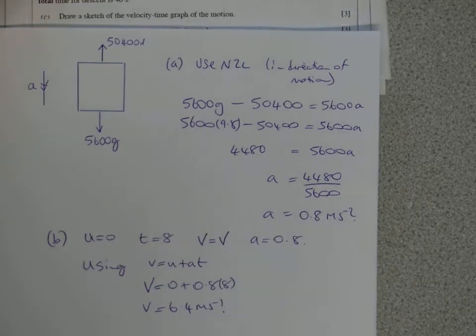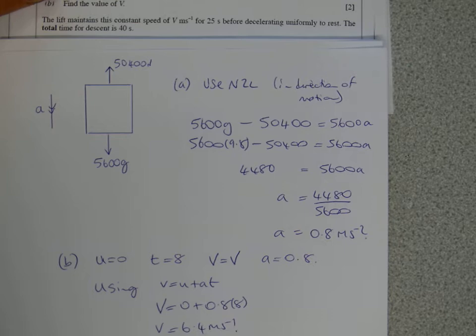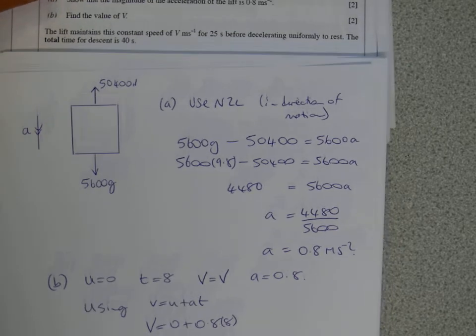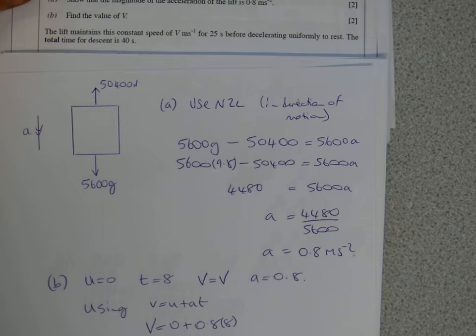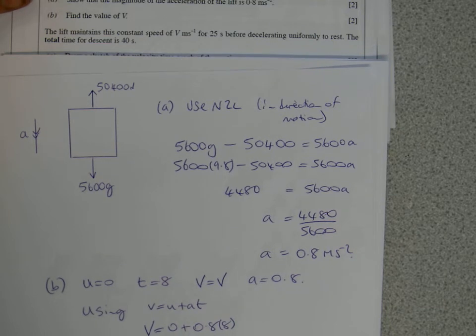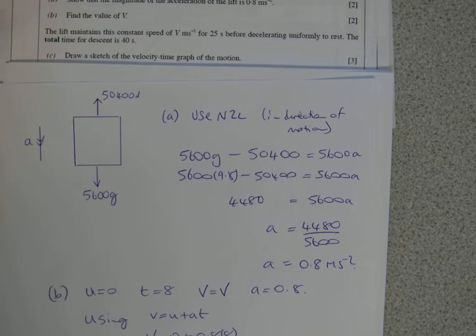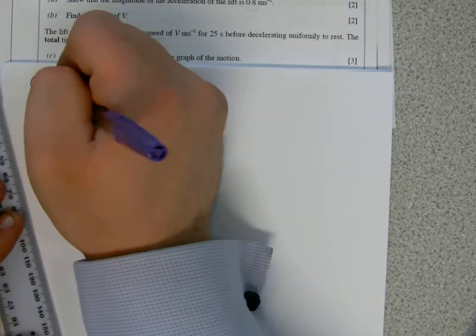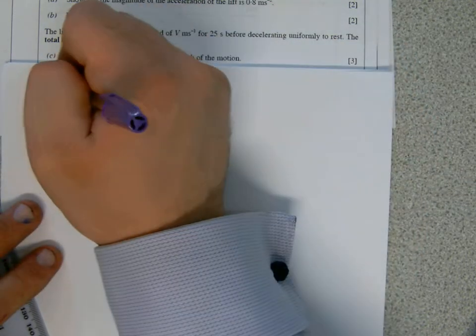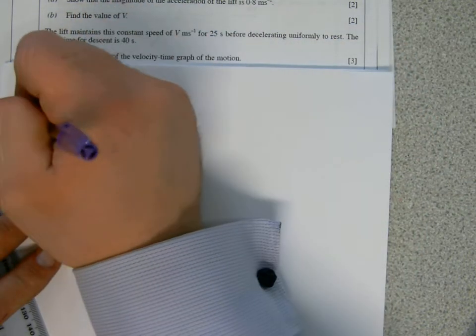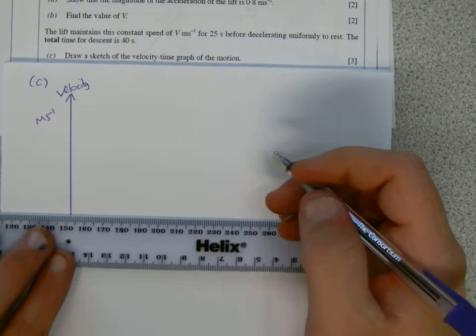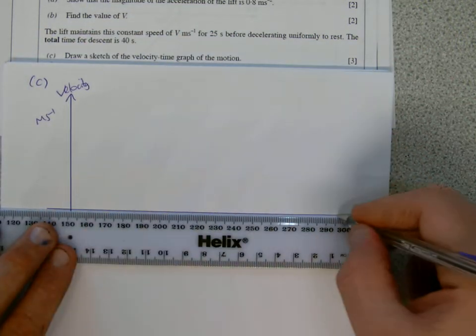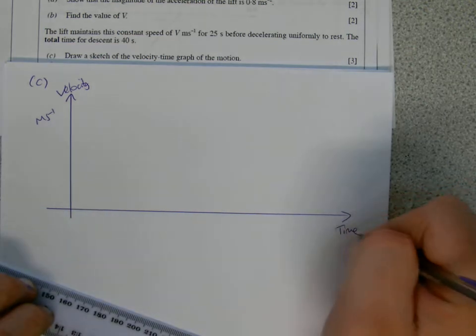Okay, so then it says in the question that the lift maintains this constant speed of V for 25 seconds before decelerating uniformly to rest. The total time for the descent is 40 seconds. It says draw a sketch of the velocity time graph of the motion. So we need to draw a velocity time graph here. Remember to label the axes: velocity here, and make sure you put the units in, meters per second, and then time along here, which is in seconds.